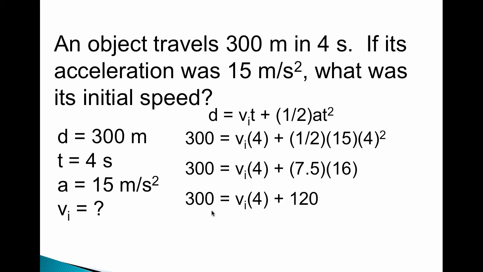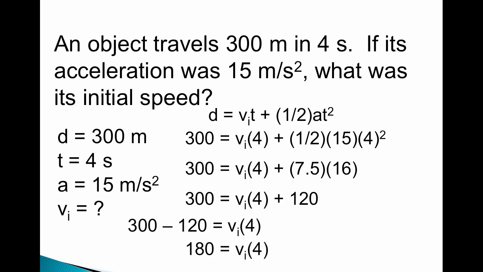And here I'm back to an algebra problem again. This is tricky and gives people troubles, I know. It did for me when I was first learning also. I want to get two things away from the VI, the 4 and the 120. My strategy is to get rid of the thing farther away first, and I'll undo the addition with subtraction. So there's my subtraction, and that leaves me with 180 is equal to VI divided by 4. And now, to get rid of the 4, I'll undo that multiplication with division, which will look like this, and that gives me my initial velocity of 45 meters per second.